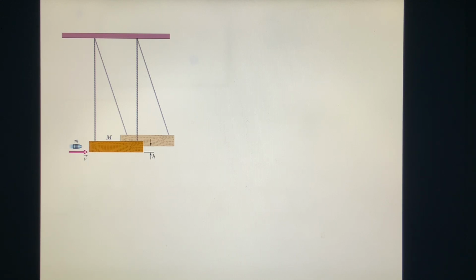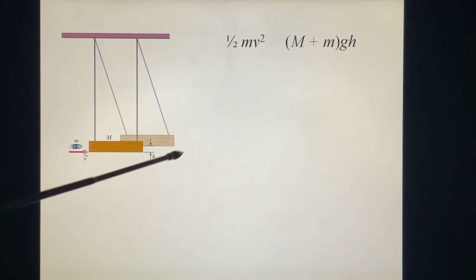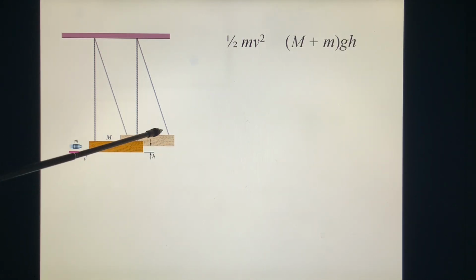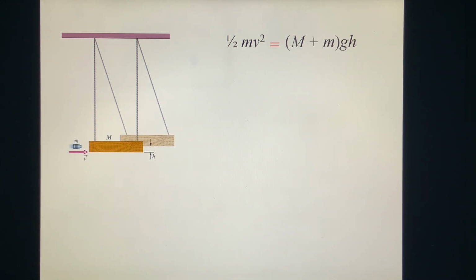Mechanical energy is conserved. Before, it is half m v squared. After, they have the mass m plus M going to height h together. So they should be equal. So very easily, we know h, we can find v. Is that right? In this process, is mechanical energy conserved or not?